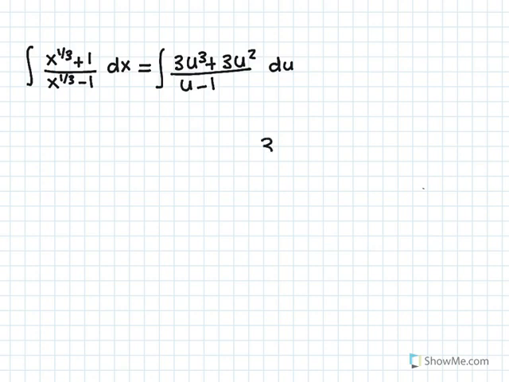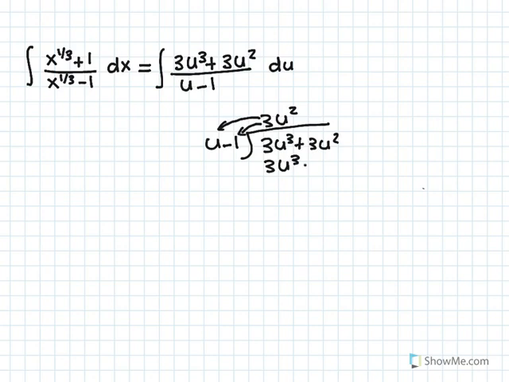So we have 3u cubed plus 3u squared divided by u minus 1. How many times does u go into 3u cubed? Well, that's 3u squared. Now distribute, and we get 3u cubed, and 3u squared times minus 1 gives us minus 3u squared. Now put a minus and a bracket here. It's very important to have this bracket and distribute the negative sign. 3u cubed minus 3u cubed is 0. 3u squared minus minus 3u squared gives us 6u squared.